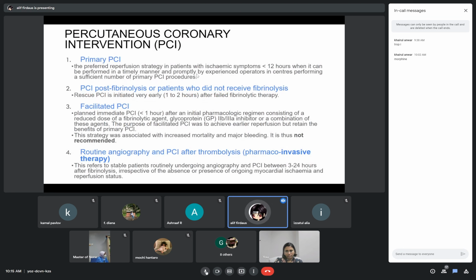So these are the types of PCI. The primary PCI is the preferred reperfusion strategy for the patient. And we also have PCI post fibrinolysis, meaning the patient first gets fibrinolysis, then after that we give PCI. And then there is facilitated PCI. Facilitated PCI is planned PCI. And the other one is routine angiography PCI after thrombolysis.